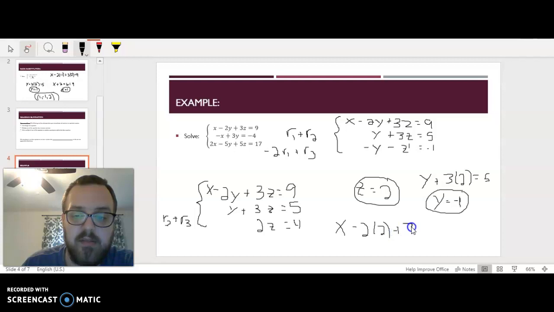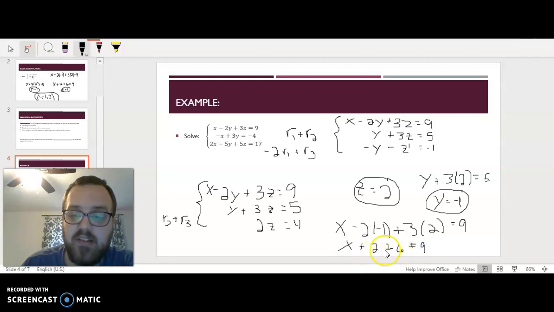plus 3 times... Oh, actually, you know what? I'm putting the wrong thing in the wrong spot here. This guy's making a mistake. I want to make sure I put my y in for y and my z in for z. That could really mess up our answer if we don't put this in the right spot. And then we can go ahead and do this. So negative 2 times 2 will be negative 4, I mean we'll get x plus 2 times... and then 3 times 2 will be 6. So x plus 2 plus 6 has to equal 9.